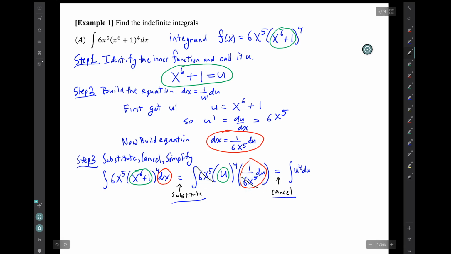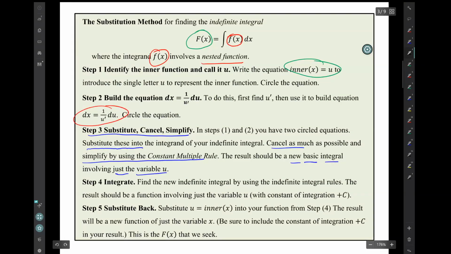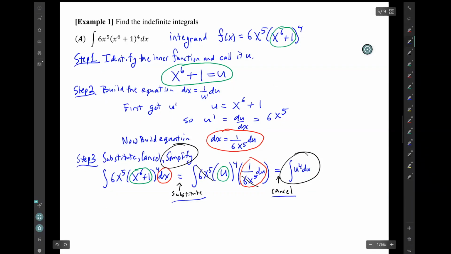Now what about the simplifying? Well, look at that. We've got now a basic integral involving just u. In my instructions for step 3, it said the result should be a new basic integral involving just the variable u. We've got one of those, so actually there's no simplifying to be done here.